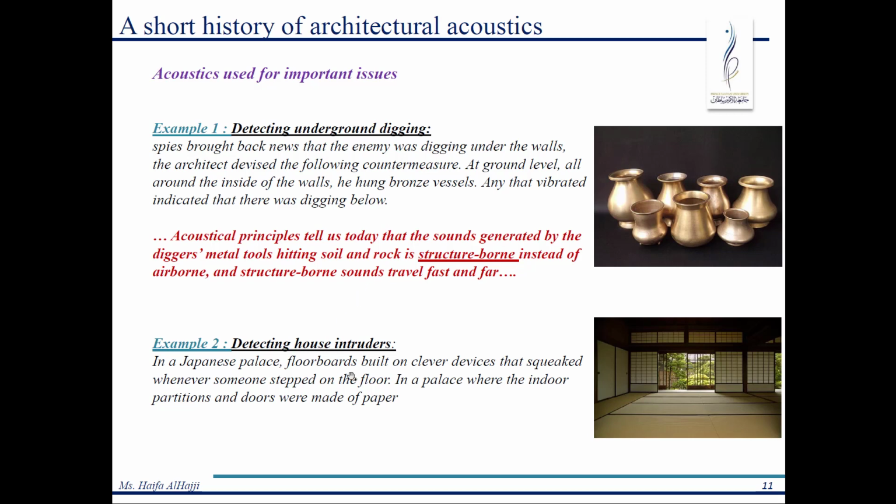Now let's have a look at the second example, which is detecting house intruders. This was, for example, a palace in Japan. As we can see, in Japan their houses were made of paper-like materials. The walls were thin, and the floors created a squeaky sound when you stepped on them. So they used these characteristics to detect any intruder entering the space.